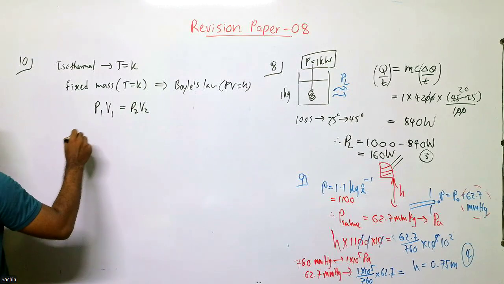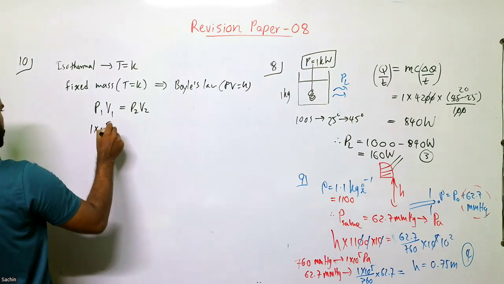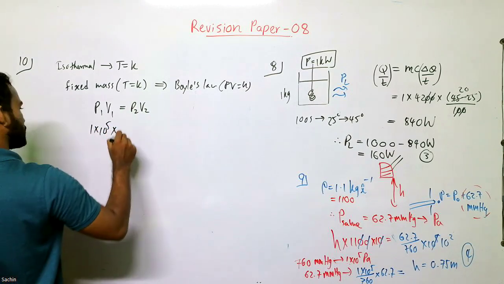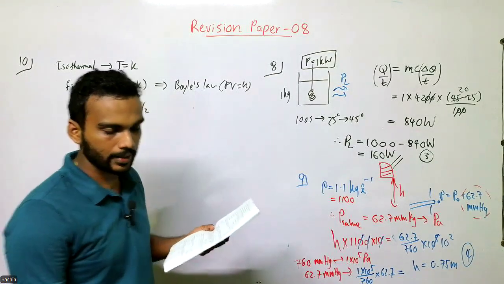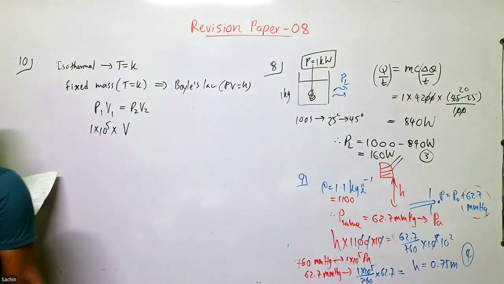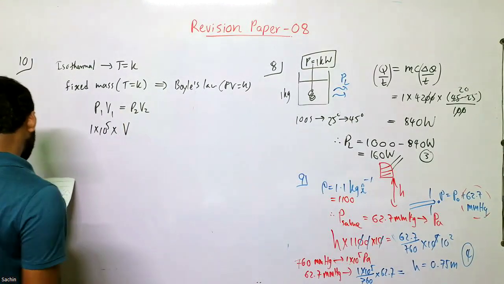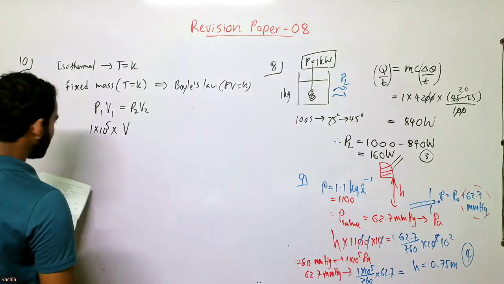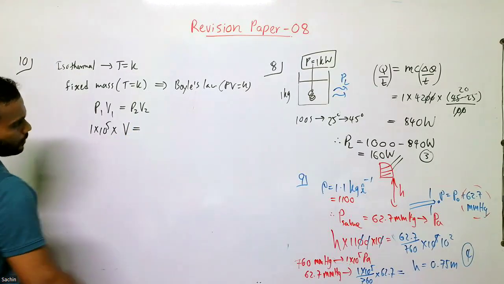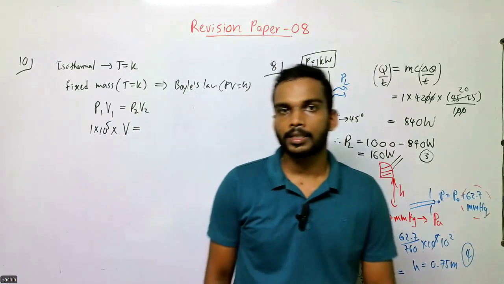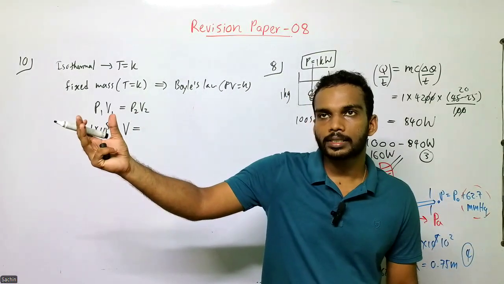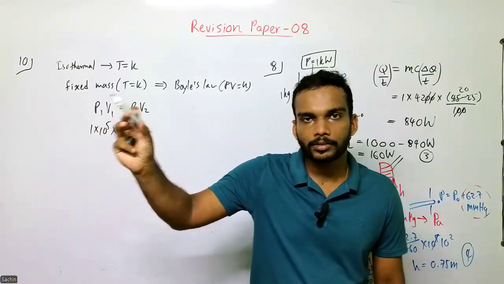Initially the pressure was 10 to the power 5. Initially, let's say the volume is V, because they haven't mentioned any value. But they have mentioned that after this process the volume has reduced by 12%. So if the volume has reduced by 12%, what should be the remaining percentage? Reduced by 12%, that means 88% should be remaining, right?